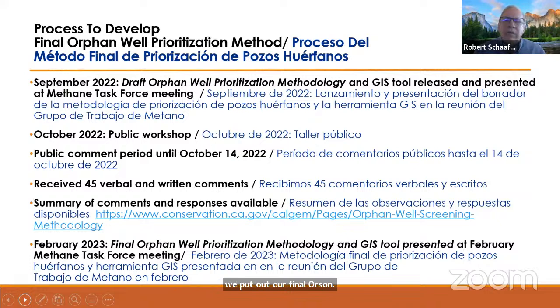And along with it, we have a GIS mapping tool where you can actually see where the orphan wells are in the state and can focus in on areas of concern to you. Next slide, please.